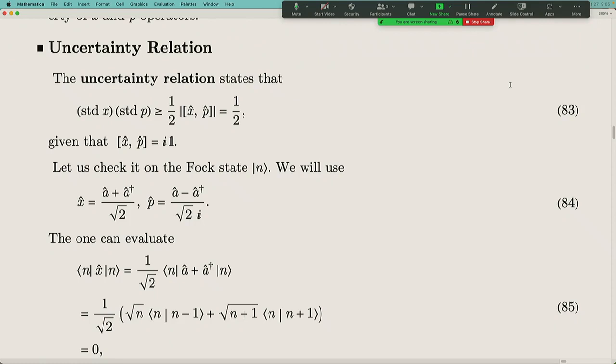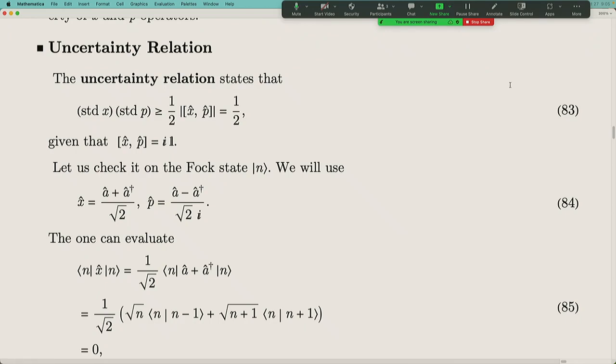The uncertainty relation states that the standard deviation of x and the standard deviation of p multiplied together must be greater than or equal to the absolute value of the x and p commutator evaluated on the state on which you evaluate this standard deviation. Because x and p are observable operators, their commutation relation is i times the identity matrix, and no matter which state you evaluate it on, it's always the number i, and the absolute value of that is 1. So in the end, it just says that the standard deviation of x and the standard deviation of p must be greater than or equal to 1/2.